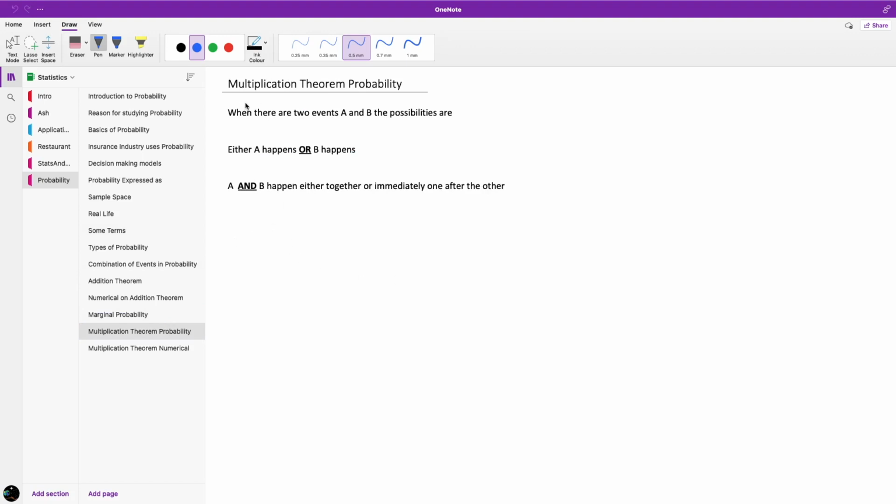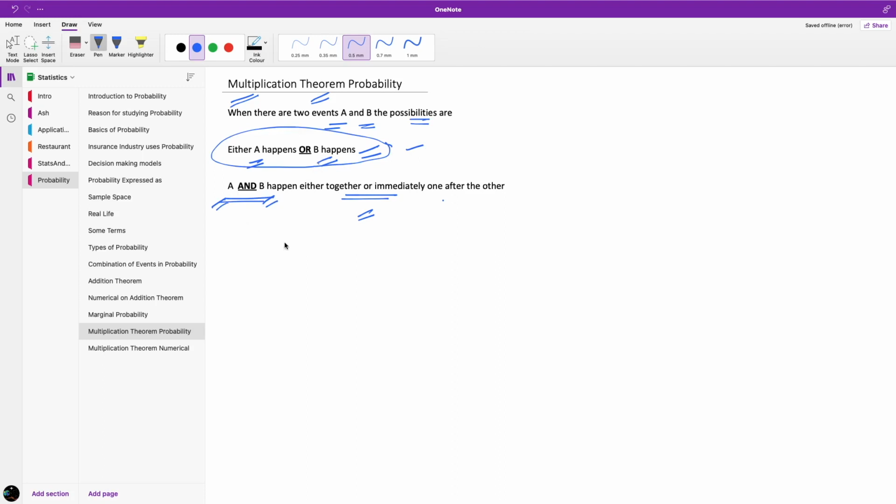Now let's look at the multiplication theorem in probability. When there are two events A and B, the possibilities are either A happens or B happens, or A and B happen together or immediately after one another. Managers are interested in this situation or in this situation. We have covered this under the addition theorem of probability in an earlier video, and now we are going to look at this one.